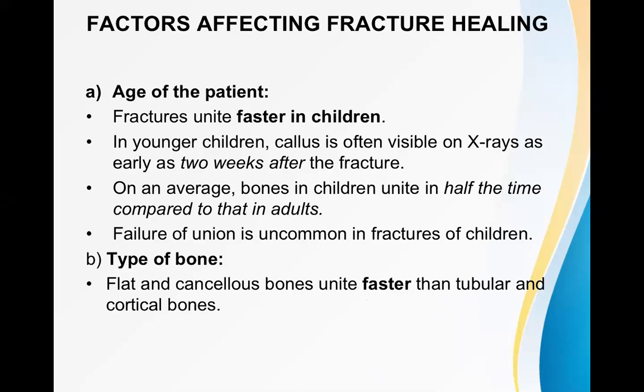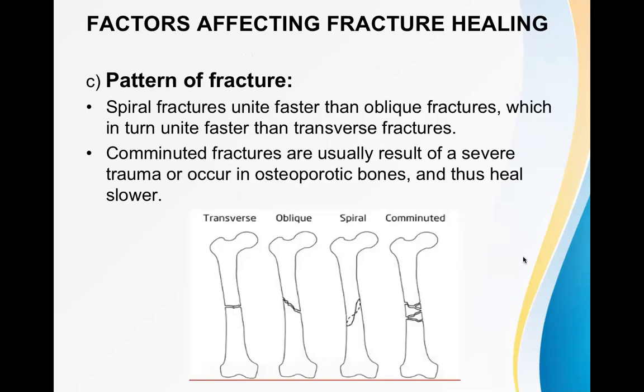Regarding the types of bone, the flat and cancellous bones unite faster than cortical or tubular bone. Okay. The pattern of the fracture. Regarding the pattern of the fracture, the spiral fracture unites faster than the oblique fracture, which in turn unites faster than the transverse fracture. It is all about the contact surface. Okay, what is the surface area of the contact surface between the fracture ends?